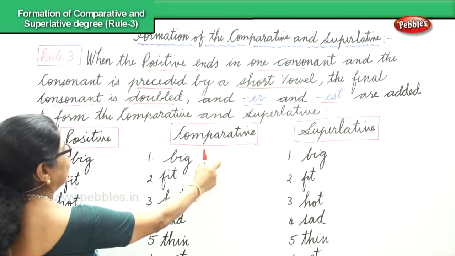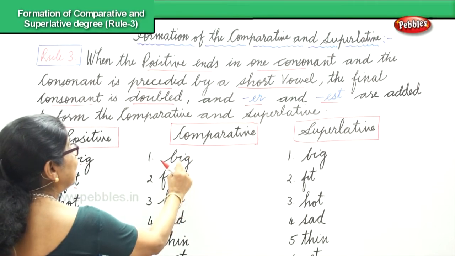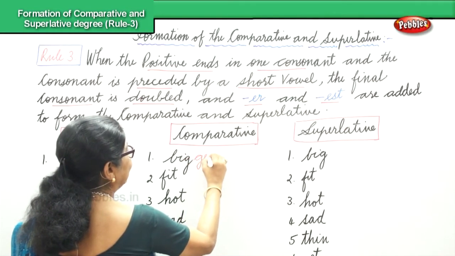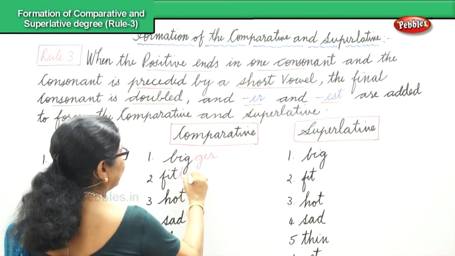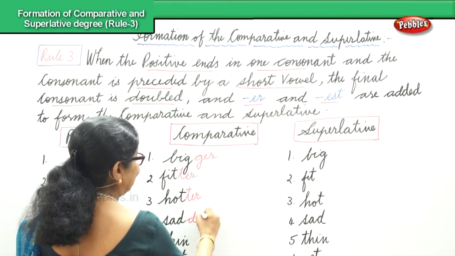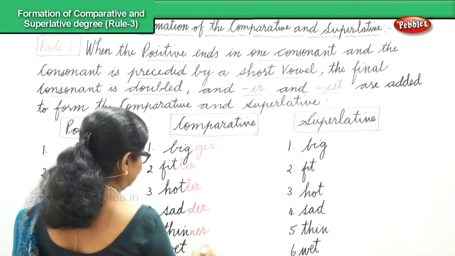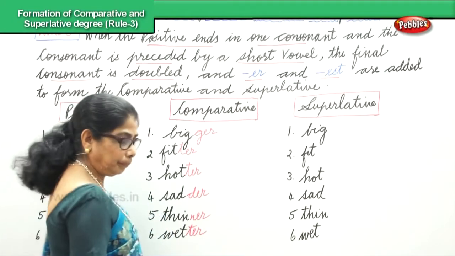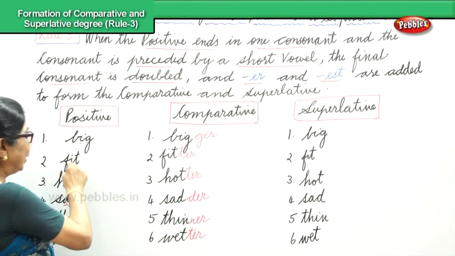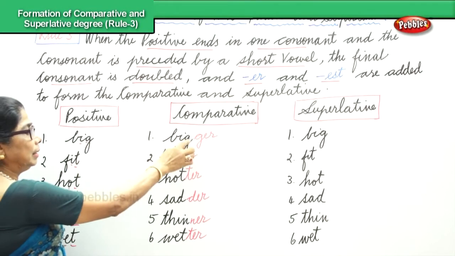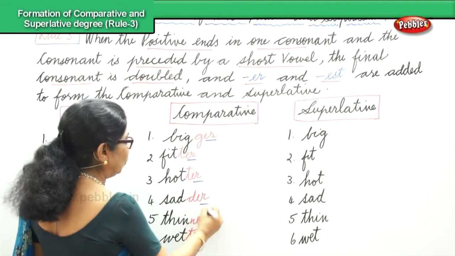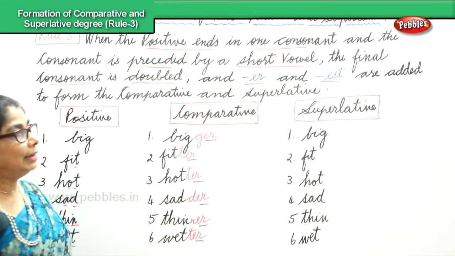The formation of the comparative is by first doubling the consonant. First, we are going to double the consonant and add ER: bigger, fitter, hotter, sadder, thinner, wetter. What have we done? It says, when the word ends in one consonant preceded by a short vowel, you double the consonant and add ER. What did we do? We doubled the consonant, then we added ER, and we get the comparative.